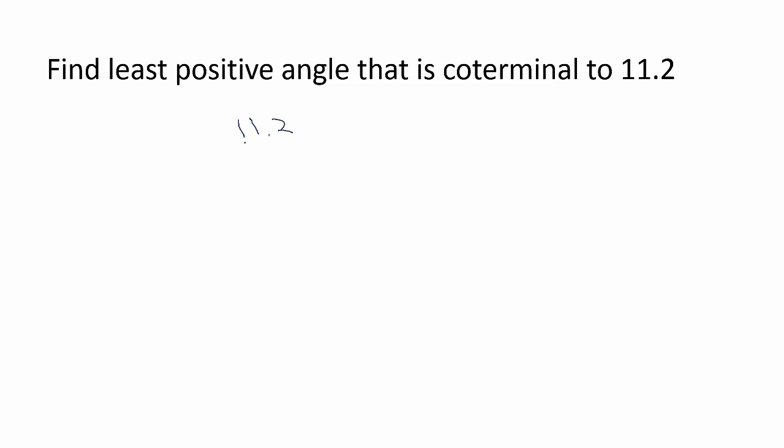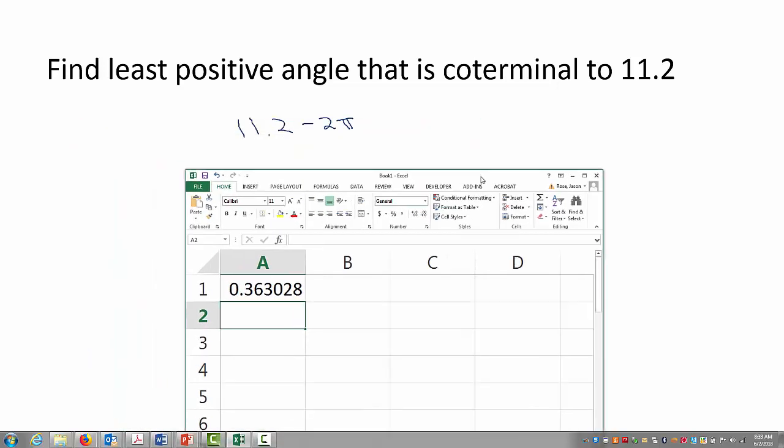So now that I know this is in radians, if I want to find something that is coterminal to it, I have 11.2 radians, and I'm going to take away 2 pi radians. Now if you think about it, pi is a little more than 3, so it's 3.14. So 2 pi is a little more than 6. It's about 6.28. Okay, so if I have 11.2 and I take away 6, I'm going to be down to about 5. So 11.2 minus 2 pi, that would be the exact way to write an angle that's coterminal with that.